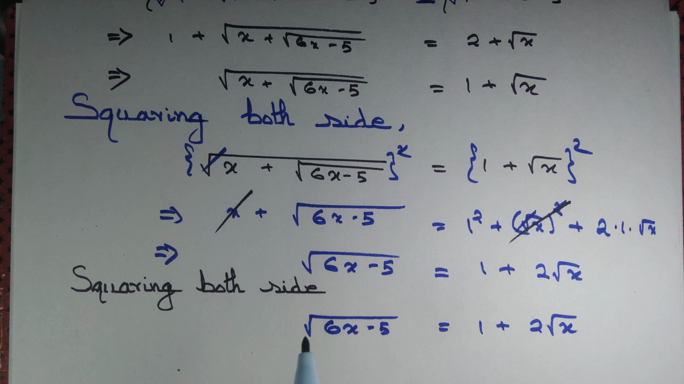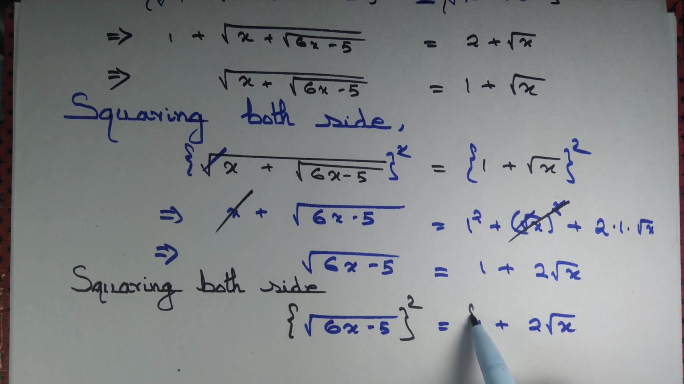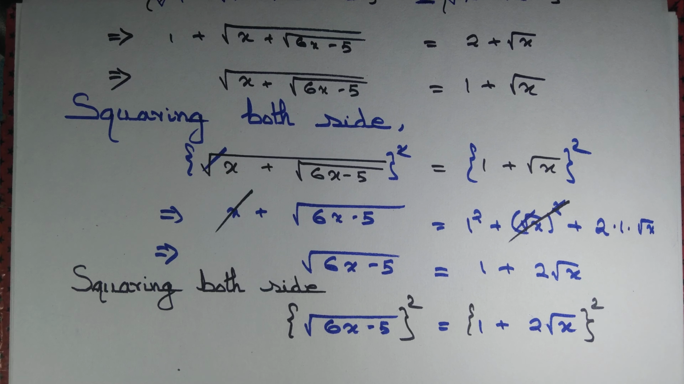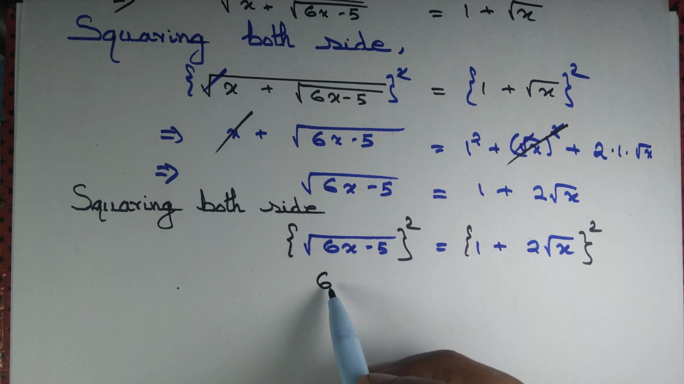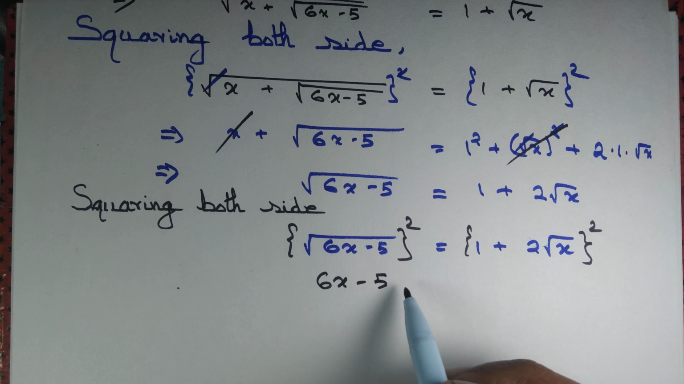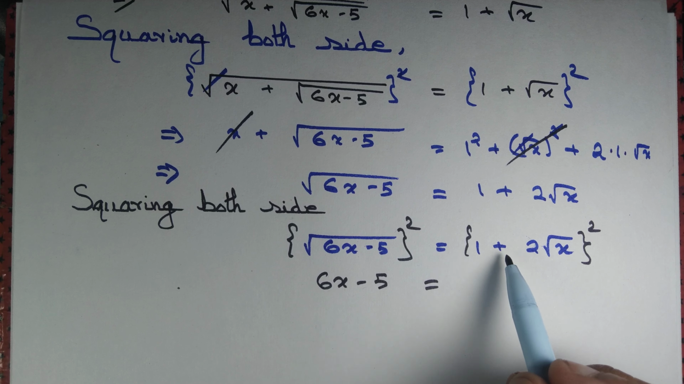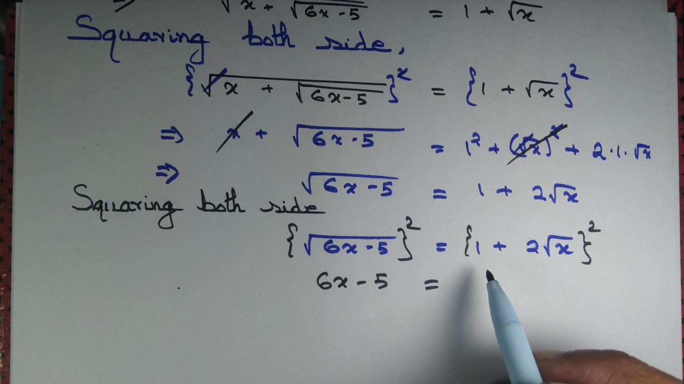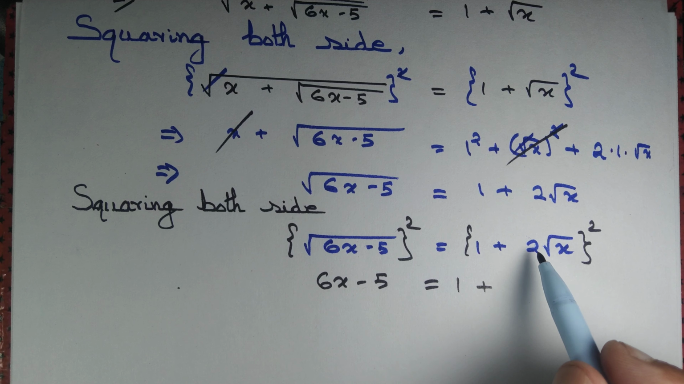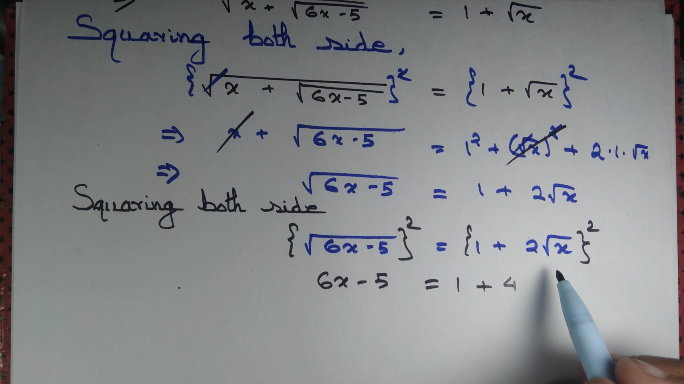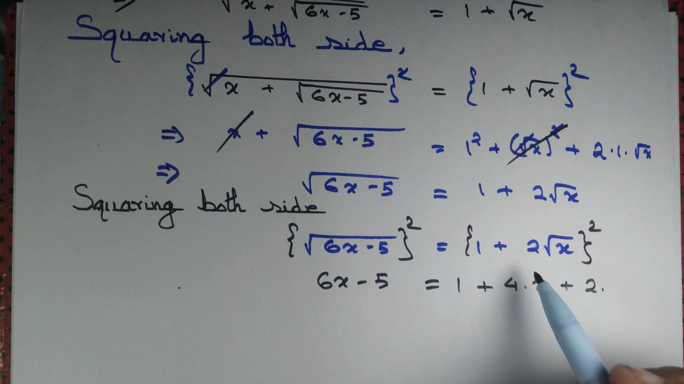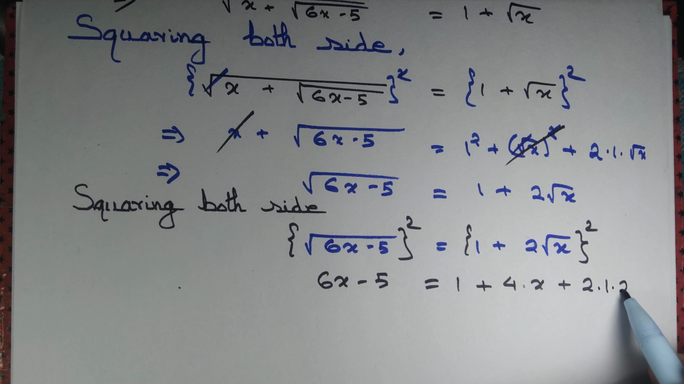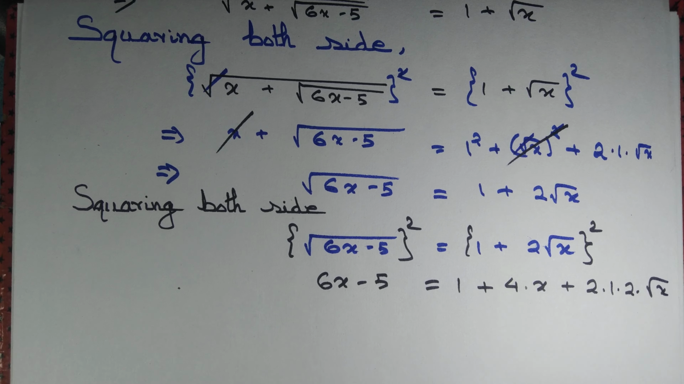So squaring both sides, left hand side we will square it, and so does the right hand side. Again, root and square will get cancelled, so we will be left with 6x minus 5 equal to, again, expression of the type a plus b whole thing square, that's a square, plus b square, 2 square is 4, root x square is x, plus 2 into a into b, 1 into 2 into root x.